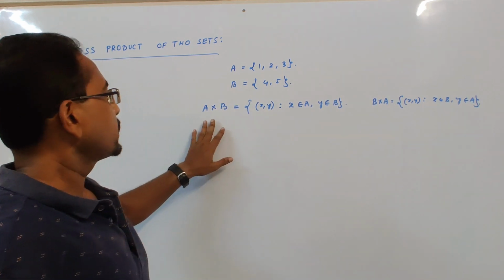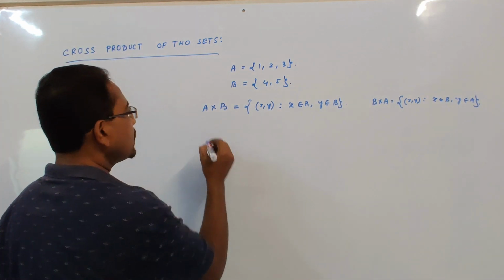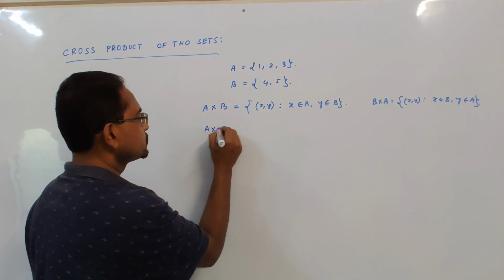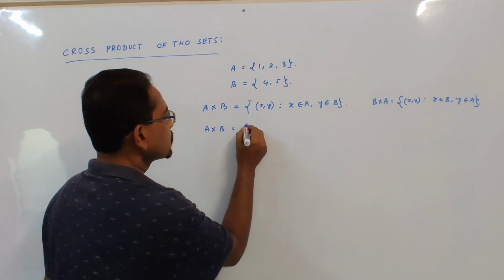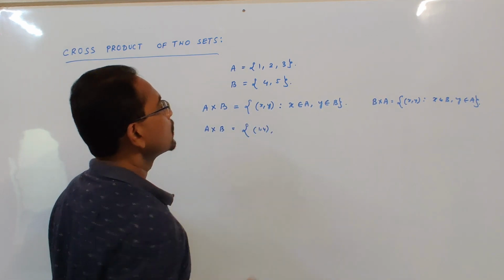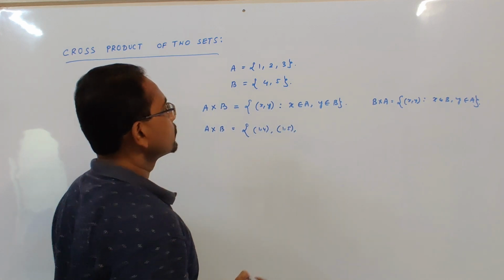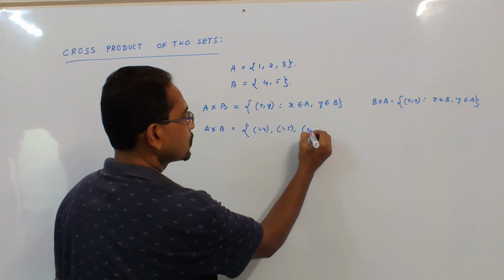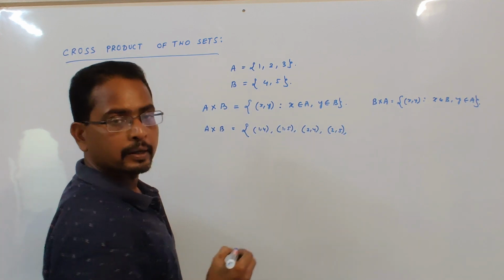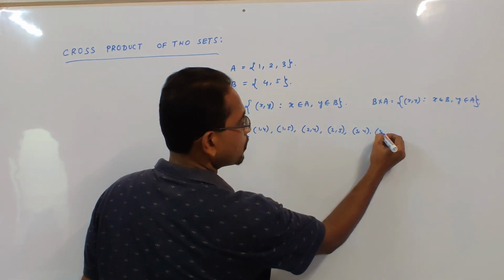So let's say what A cross B will be. The elements in A cross B will be 1, 4; 1, 5; 2, 4; 2, 5; 3, 4; and 3, 5.